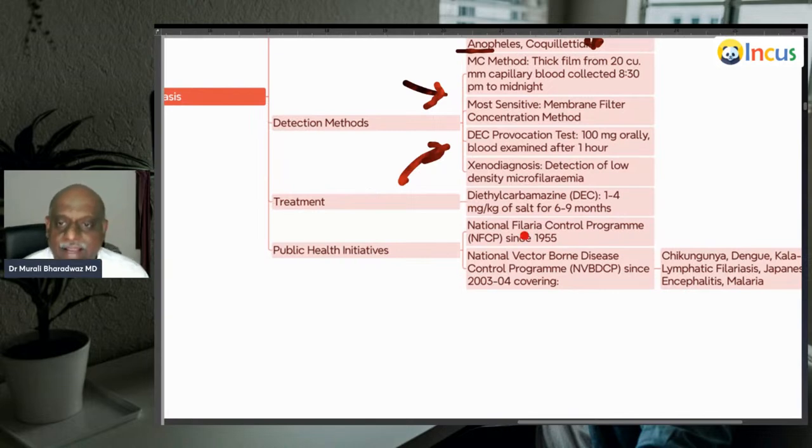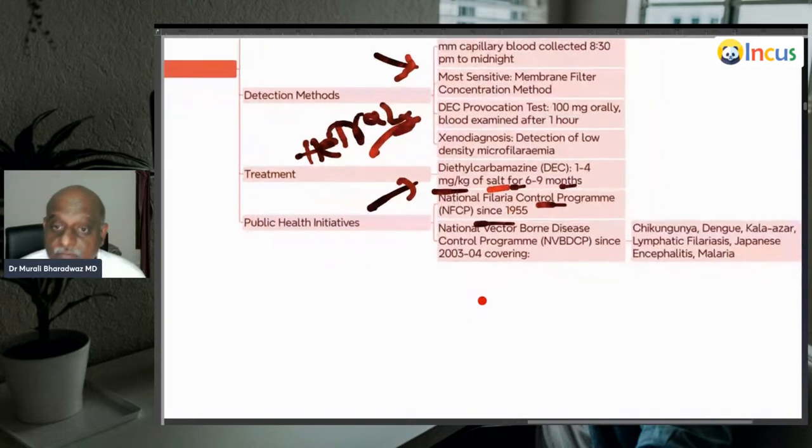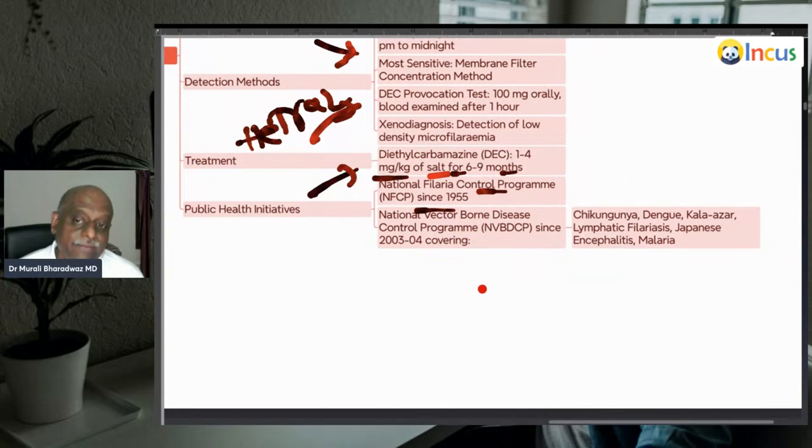And how do you treat? Diethylcarbamazine, very famous brand called Hetrazan. 1 to 4 mg per kg of salt for 6 to 9 months. National Filaria Control Program is since 1955. National Vector-Borne Disease Control Program since 2003-04.